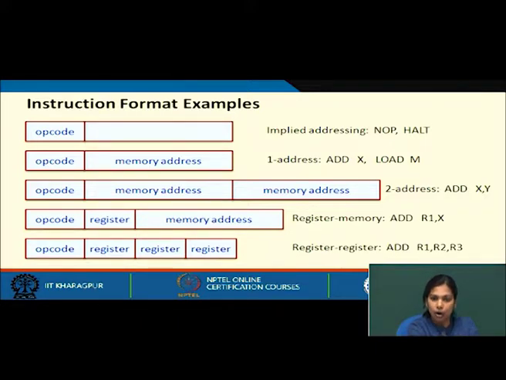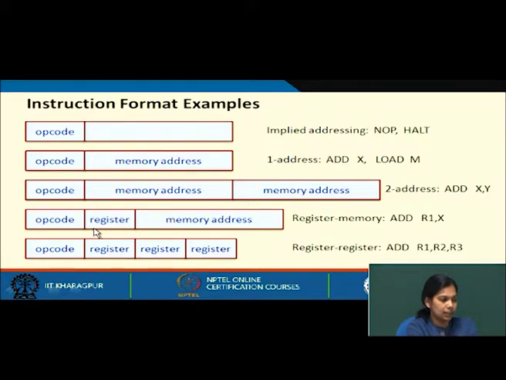Halt. This instruction will halt the execution for some time. We can have a one address instruction, where only one address is specified along with the opcode. We can have a two address instruction, where we can specify two operands. Both can be memory locations, for example add x comma y, but the overhead will be more.